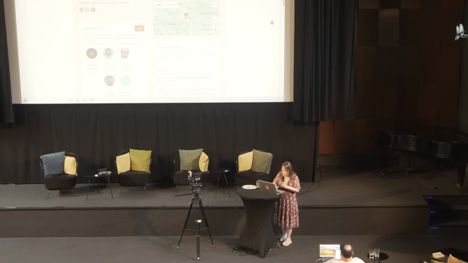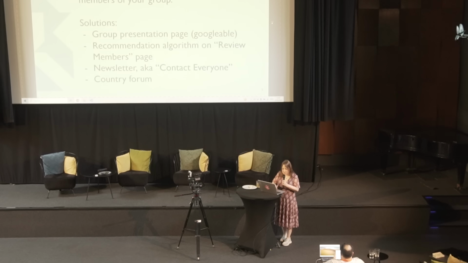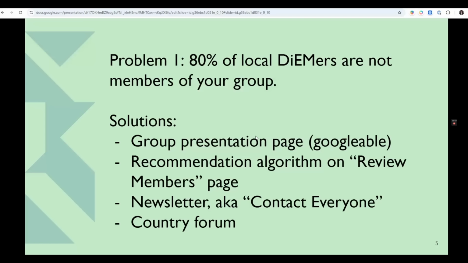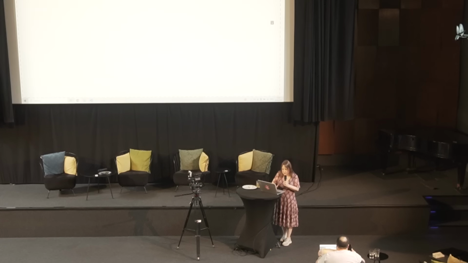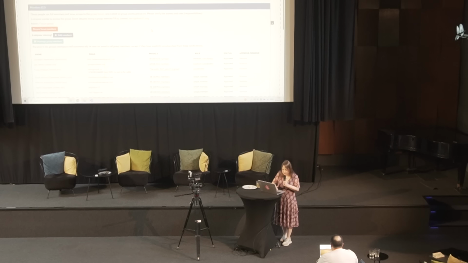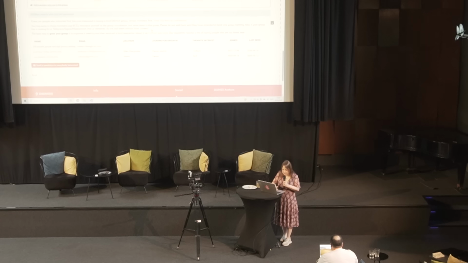So that's one way, the most obvious way, the group presentation page. Then we have a group recommendation algorithm on the review members page. If you are a coordinator for Vienna or for your country, you can go to this page and see there's a lot of people that want to join your group, there's a lot of members, but also below here, DiEMers nearby who may be interested.